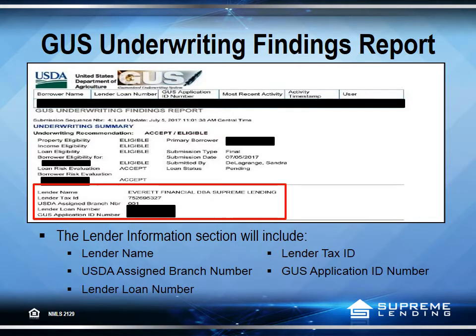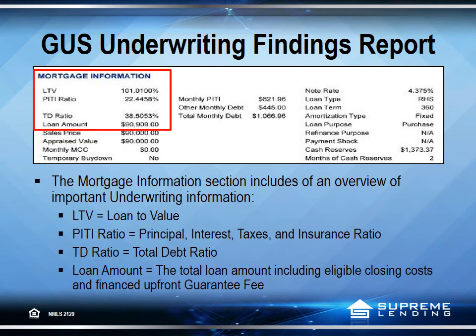The lender information section will include the lender name, lender tax ID, USDA assigned branch number, GUS application ID number, and lender loan number. The mortgage information section includes an overview of important underwriting information. This includes the loan to value, PITI ratio, total debt ratio, and the loan amount, including any eligible closing cost and financed upfront guarantee fee.